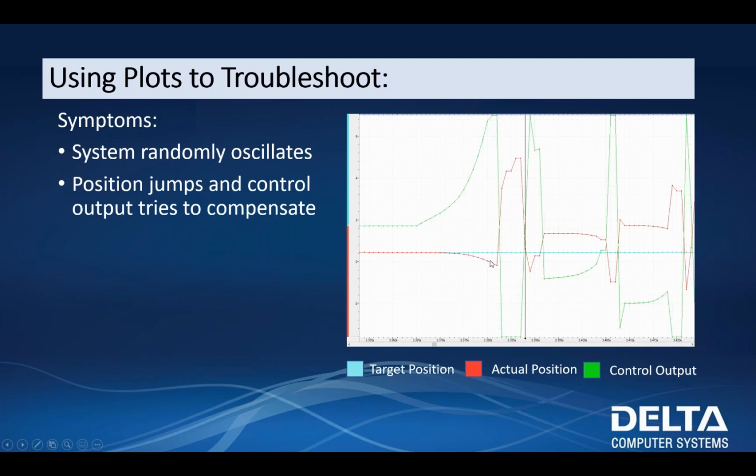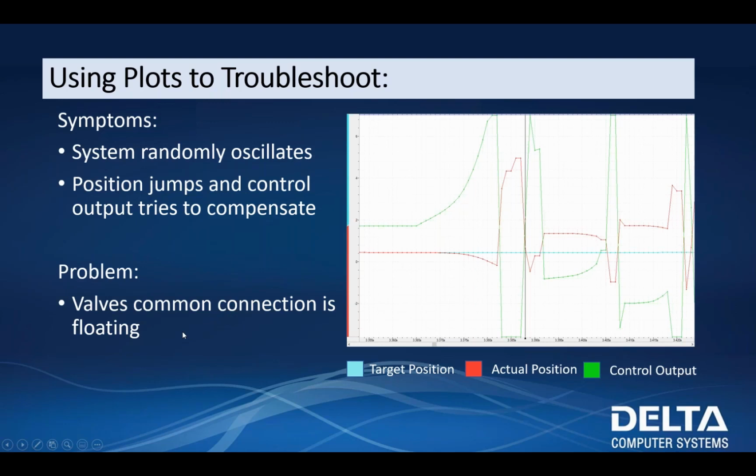So the actual position starts to drift. We try to compensate, it goes the other way. It's drifting back and forth. It seems like we don't really have control over this system. So the problem is that the valve's common connection is floating.